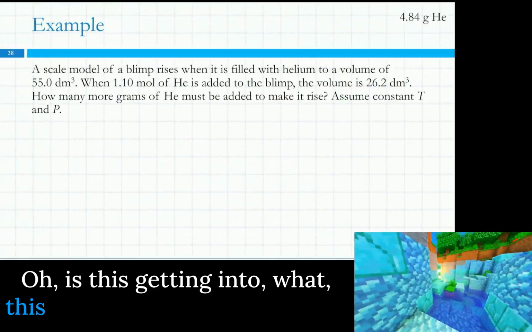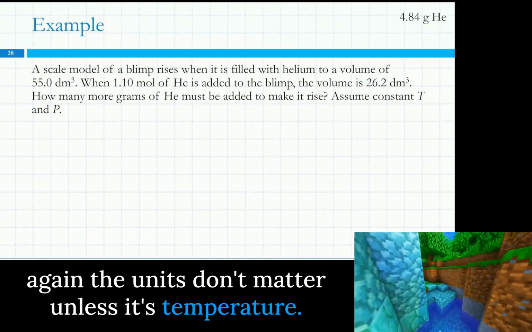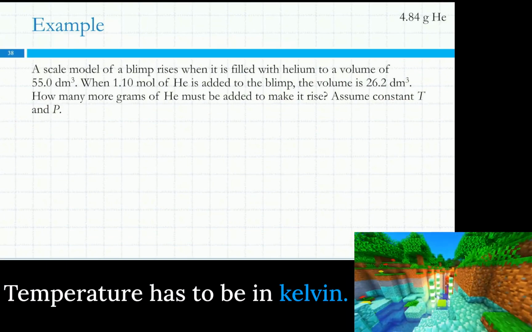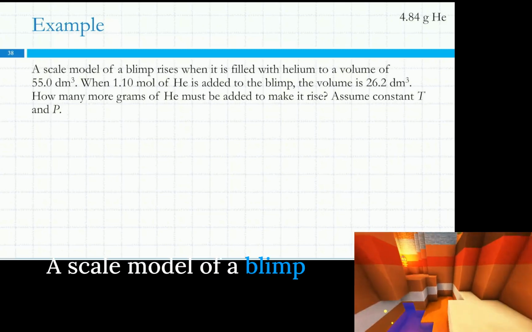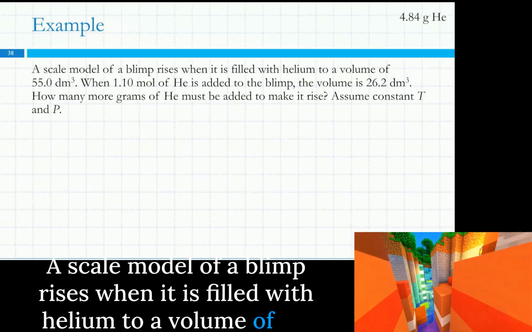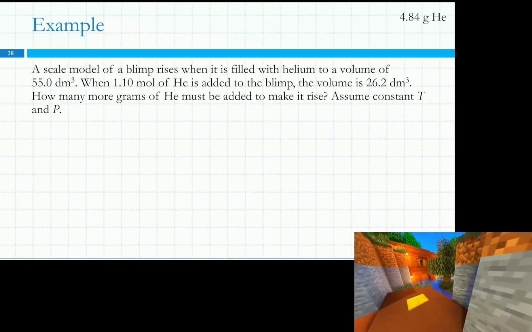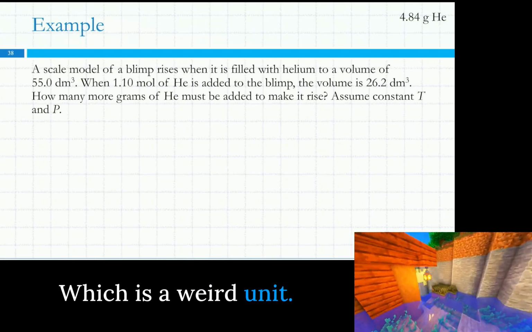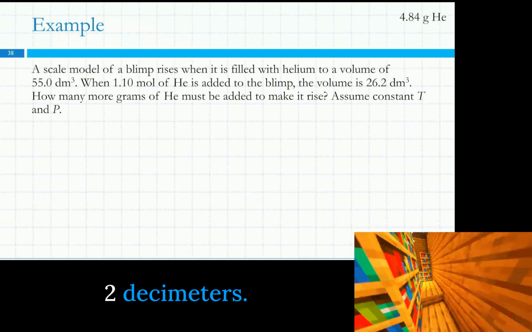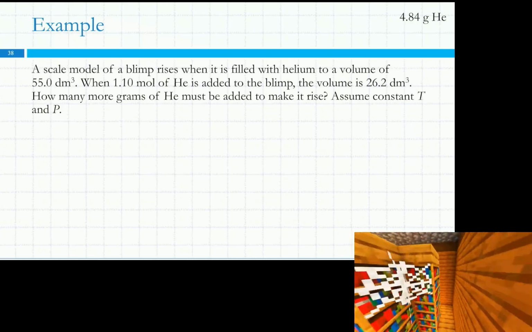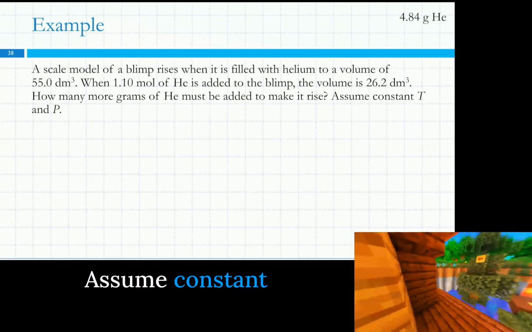This one's actually nice because, again, the units don't matter unless it's temperature. Temperature has to be in Kelvin. Actually, I think I changed this one on purpose for that reason. A scale model of a blimp rises when it is filled with helium to a volume of 55.0 decimeters cubed, which is a weird unit. When 1.10 moles of helium is added to the blimp, the volume is 26.2 decimeters cubed. How many more grams of helium must be added to make it rise? Assume constant temperature and pressure.